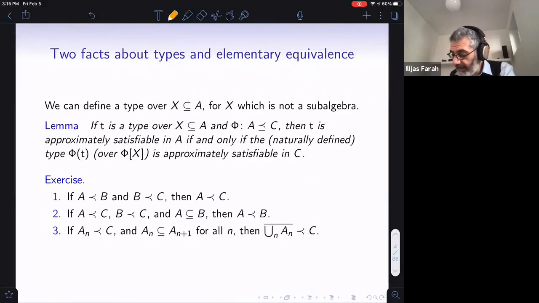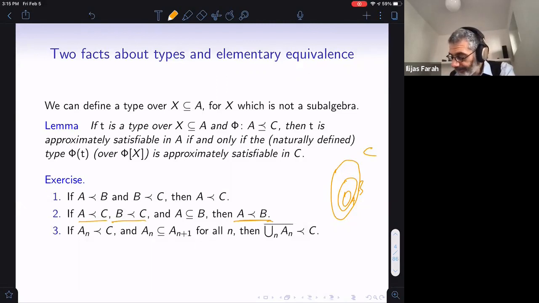And the second fact is an exercise about the way that being an elementary submodel works. First part is transitivity. That one is reasonably straightforward. Second is marginally more interesting. Here we have a big algebra C, and then we have a smaller algebra B, and an even smaller one A. A is elementary in C and B is elementary in C. Well, then we conclude that A is elementary in B. Proof is actually identical to the proof of the first part. It just maybe looks slightly more surprising.